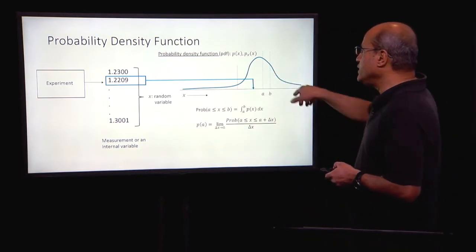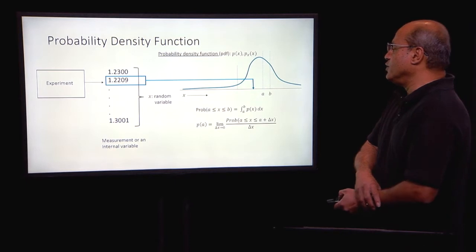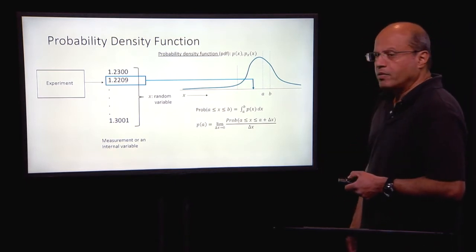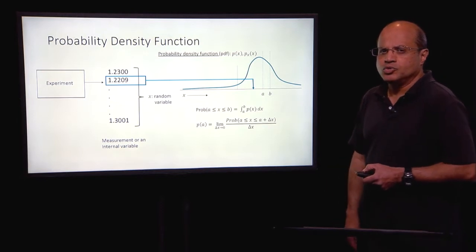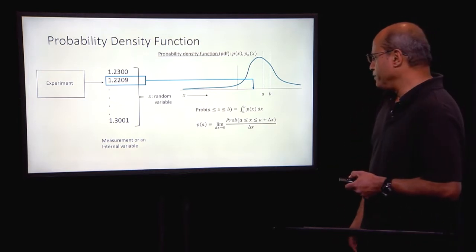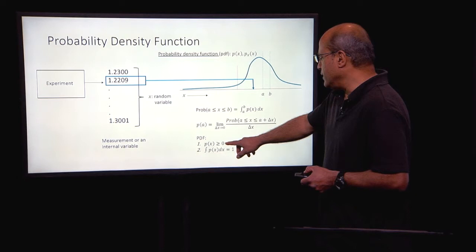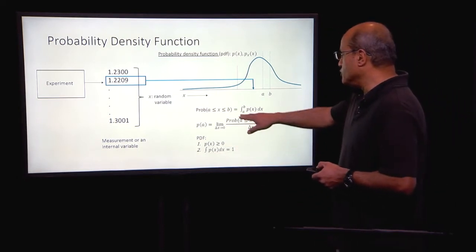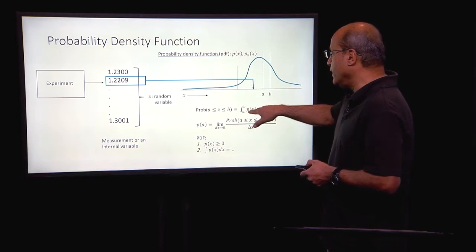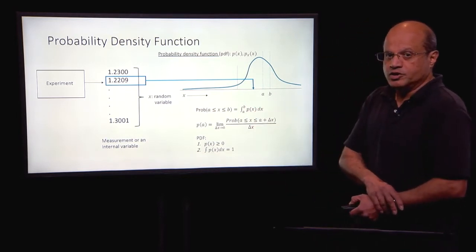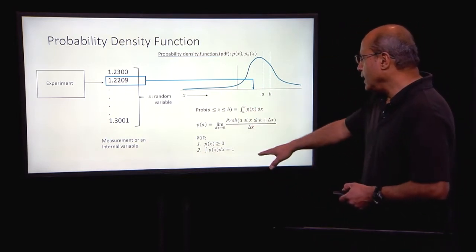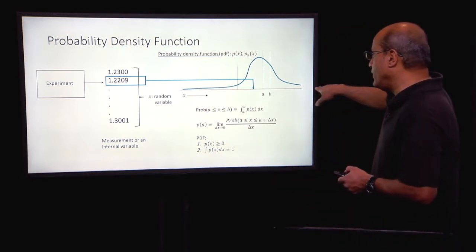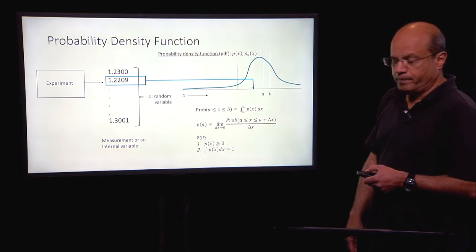So this defines for us the probability density function for the random variable x, and the probability density function has two important properties. They are simply that the probability density function is never negative, simply because the probabilities that you get by integrating it have to be always non-negative. And the integral of the probability density function over all possible values that x can take is 1.